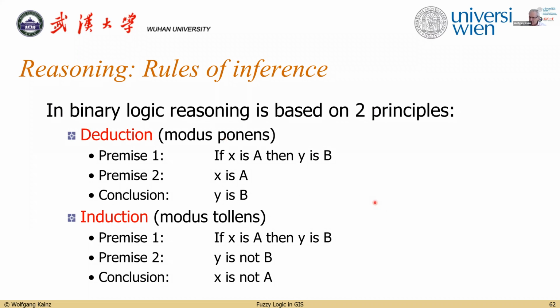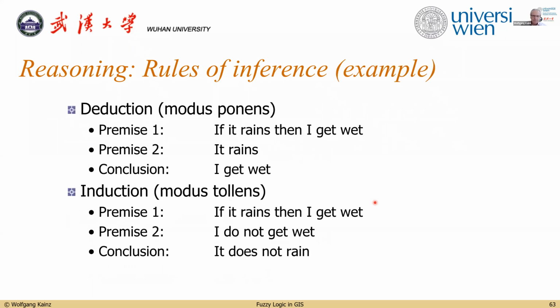So let's look at a very simple example. For the deduction principle, we have the rule, the premise, if it rains, then I get wet. Premise number two, it rains, therefore the conclusion, I get wet. So it's a very simple logical rule. And in the induction principle, this would read like that. If it rains, then I get wet. That's our premise. I do not get wet. Therefore, it does not rain. So these two principles.